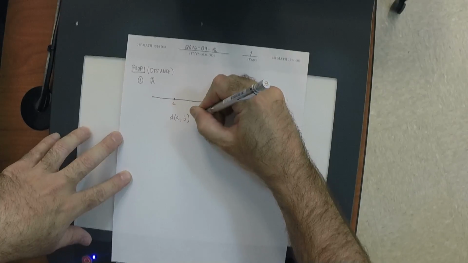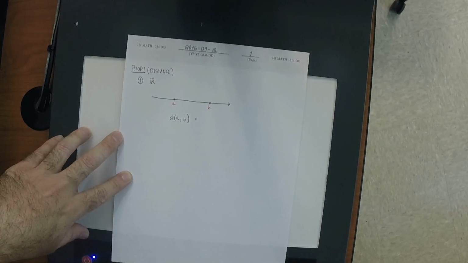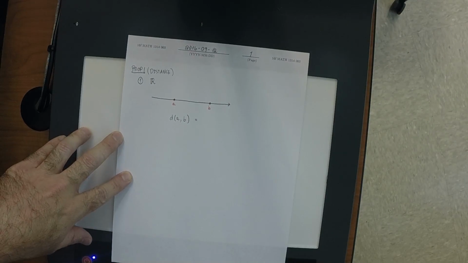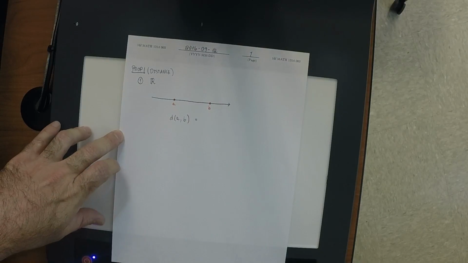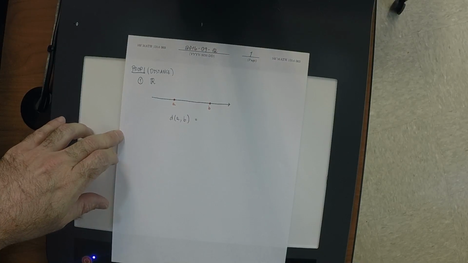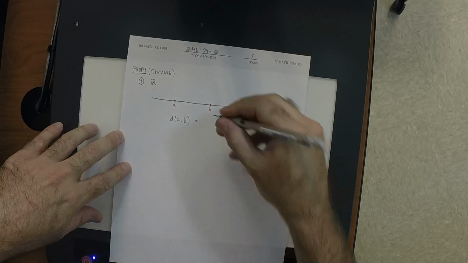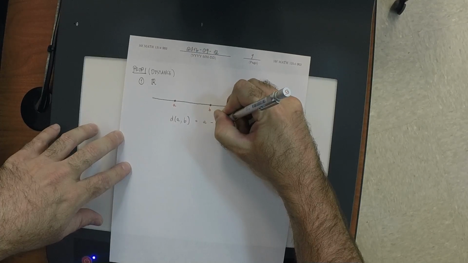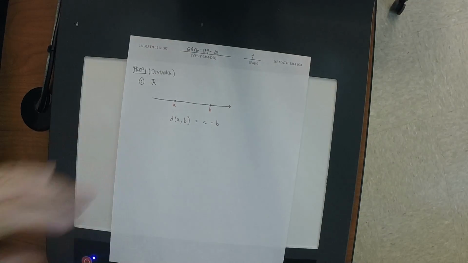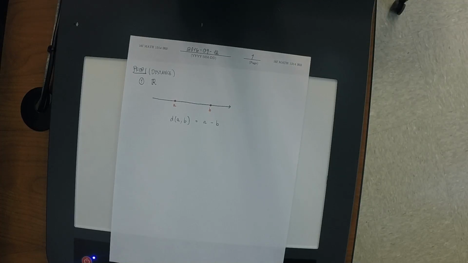So what is the formula for the distance from A to B? What's the formula? So what will it be? I heard A minus B. Okay, so how about that? Do we like that, A minus B? So I hear some objections.